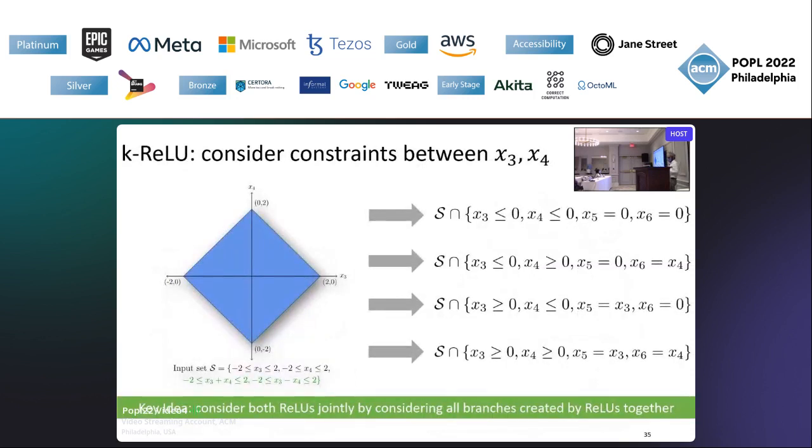And this is what we had at NeurIPS 2 years ago. It's called the K-ReLU framework. K-ReLU means K here is the number of ReLUs you consider together when you are trying to compute the approximation.